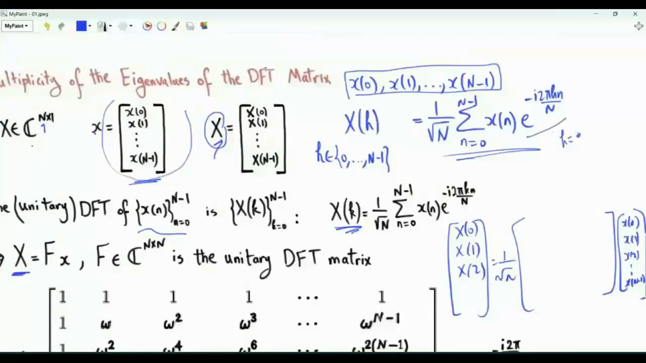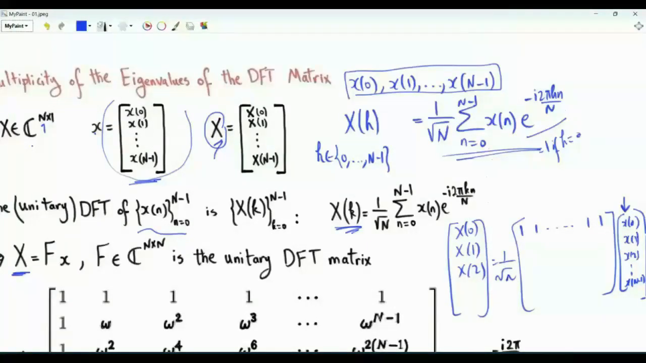If k is equal to 0, then this exponential is equal to 1, and X[0] is the sum of those samples in this vector divided by square root N. So the topmost row in this matrix is a row vector of 1s. Every sample here is multiplied by 1. We sum them, divide by square root N. This will be X[0].